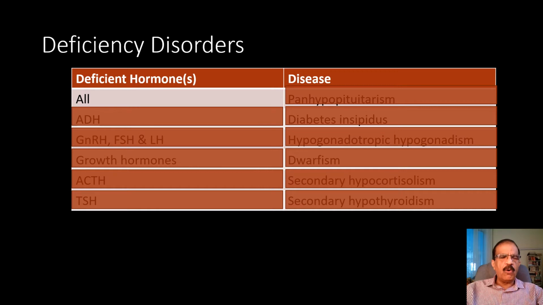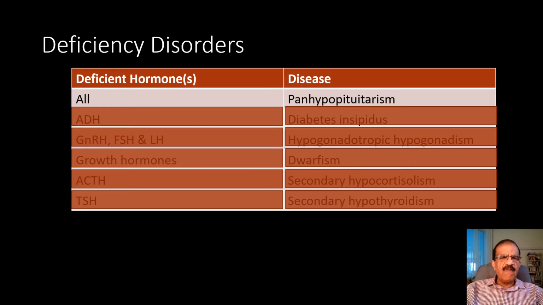Now, if all hormones are deficient, all anterior pituitary hormones, including posterior pituitary hormones, then the resultant condition would be called panhypopituitarism. Now, when this condition is congenital, sometimes it affects only the anterior pituitary, and the posterior pituitary may be spared. And even when it is acquired, all hormones are not necessarily equally affected. But of course, we will call it panhypopituitarism when almost all hormones, or at least many of them, are deficient.